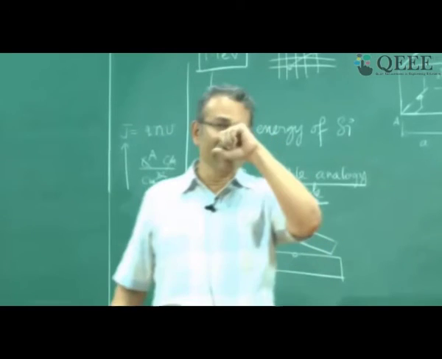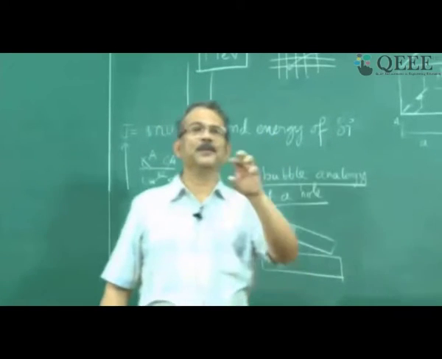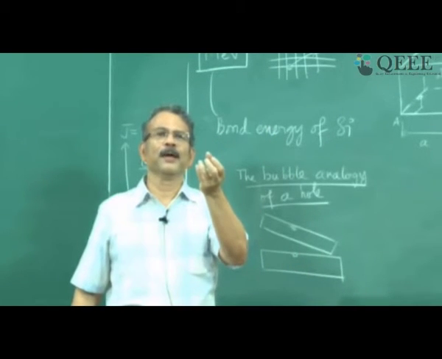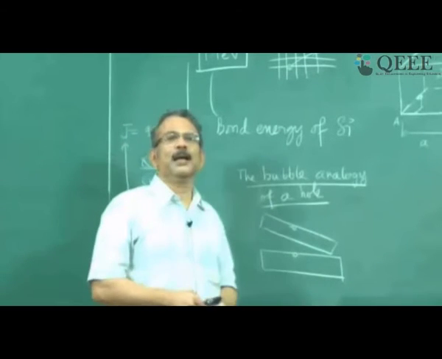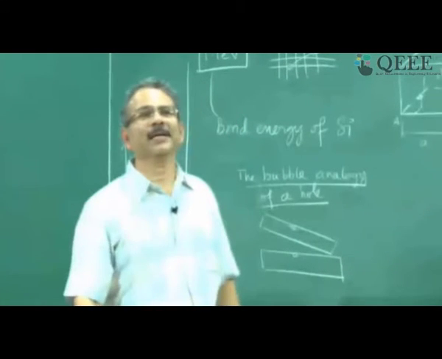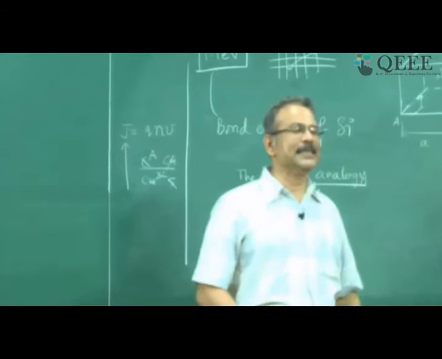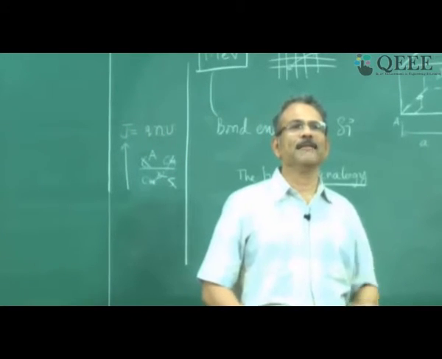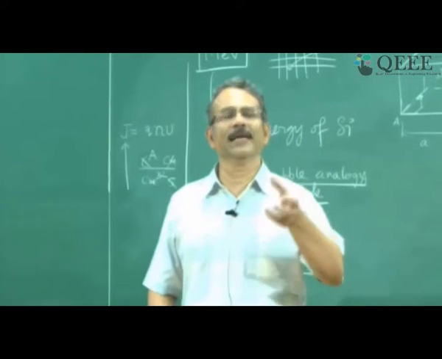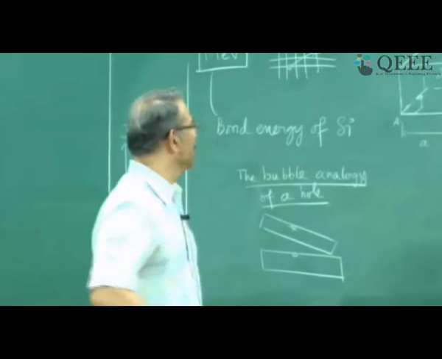Just as the movement of the liquid is captured in the movement of the bubble in this tube, similarly the movement of the bonded electrons in silicon via the vacancies is captured in the movement of the vacancy. Let us see how the vacancy or a hole can move.